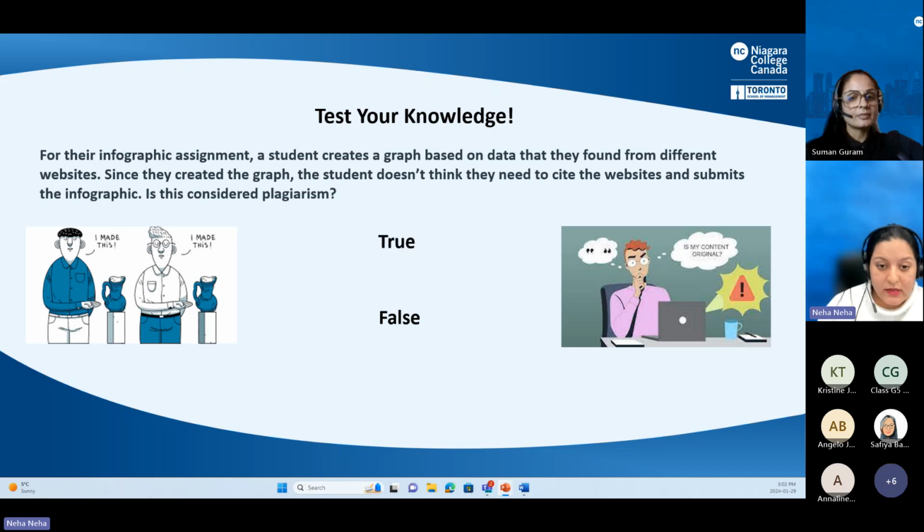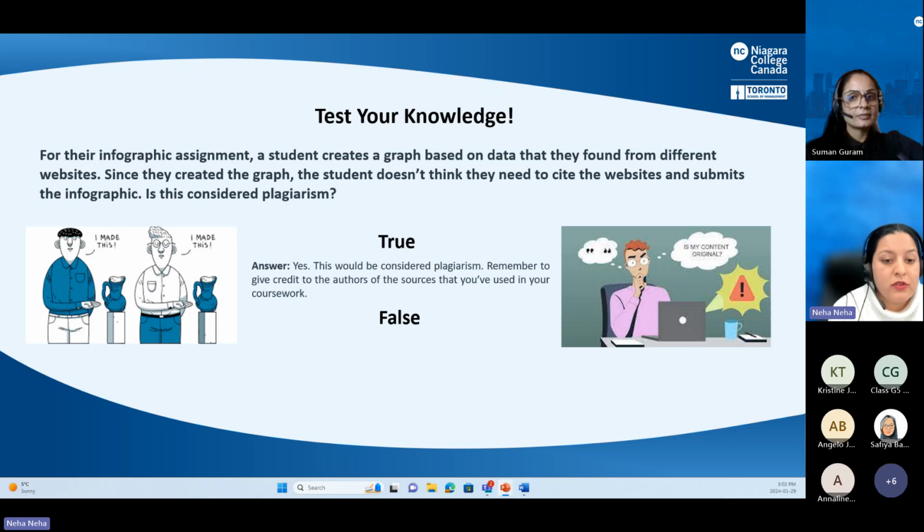Yes, it is considered plagiarism, and the reason behind that is you need to give credit to the authors of the sources that you are using in your coursework or in your assignment. Otherwise, it would be considered plagiarism.